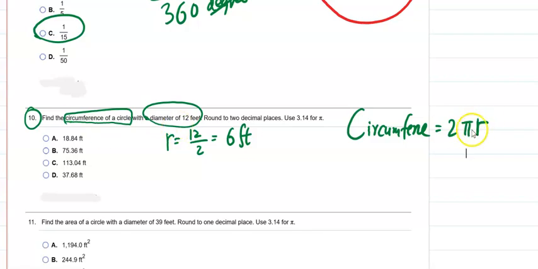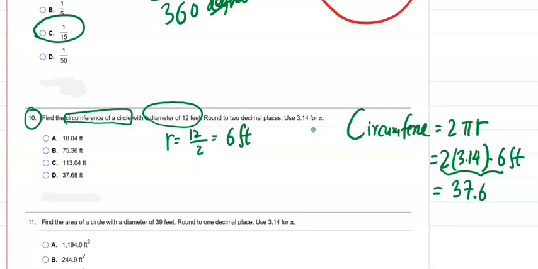That's the formula. The pi here, we have to use pi 3.14 as given. If they give you a value of pi, you use that. So 2 times 3.14 times r, 6 feet. If you multiply all these three numbers, you get the circumference, 37.68 feet. That's the circumference of this circle. Circumference of the circle is also called perimeter of the circle. So the answer is D.